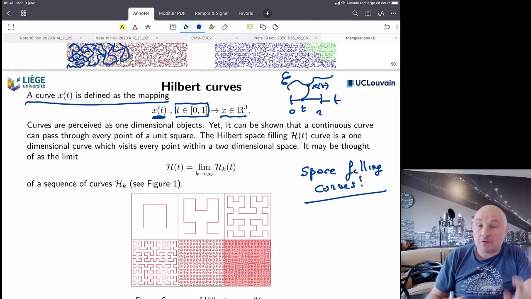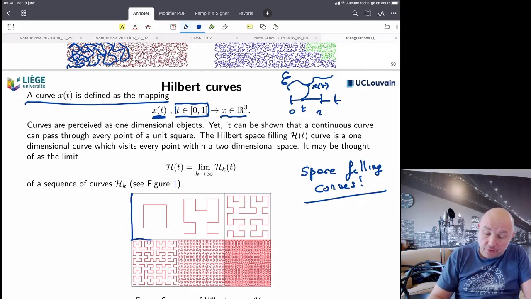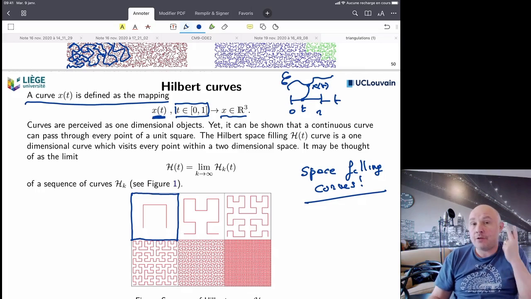But there are curves which actually can pass through every point of, let's say, a unit square. So if this is a unit square, I can build an object which is called a space filling curve. That is fractal of dimension 2, exactly 2, which means that at the end of the process, the curve will pass through all the points of the domain.